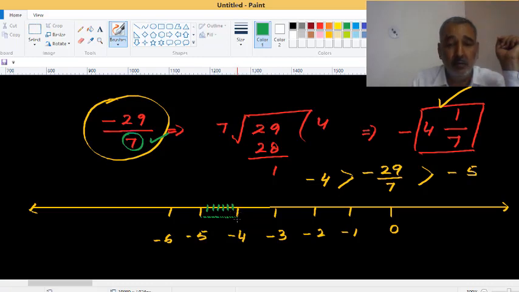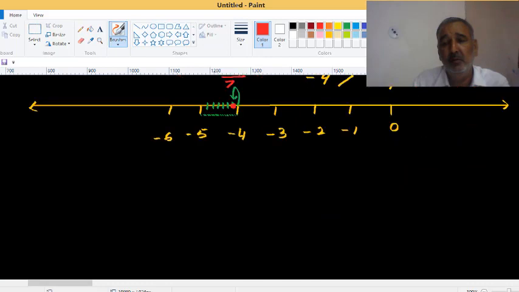So this number is -4, and move one place towards left, small division. This is a fractional number. You have to move here. So here this number will become -29/7. I think I have made it clear to all of you.